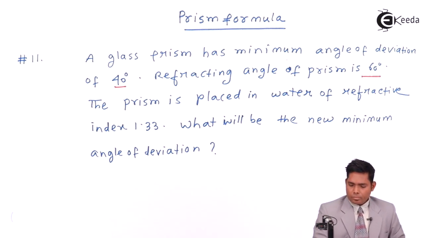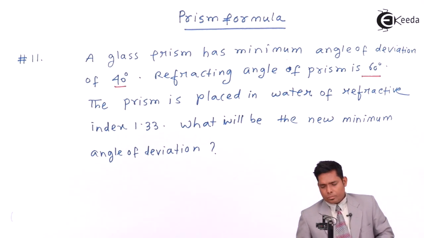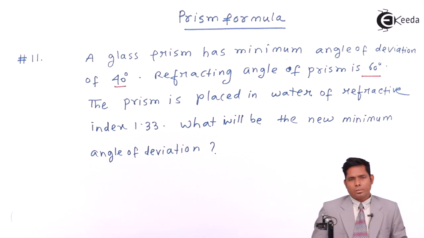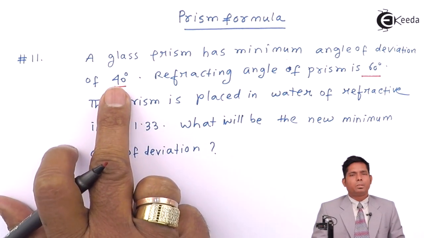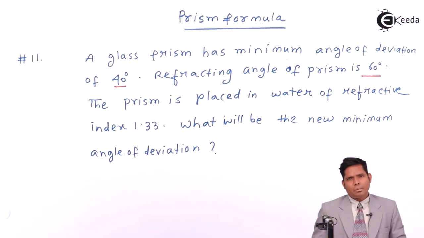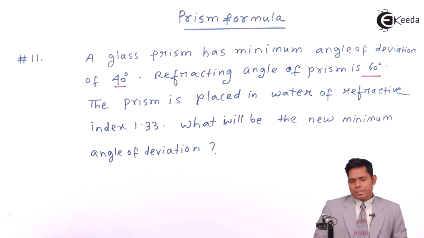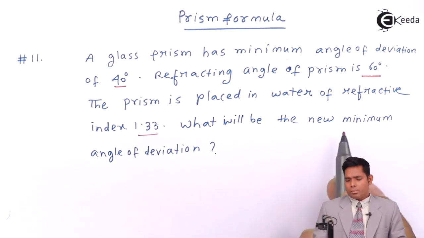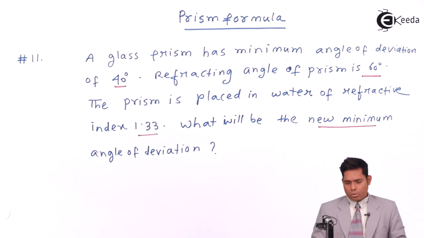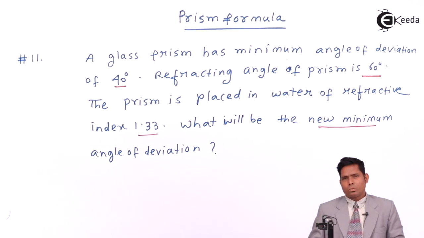The prism is placed in water. That means initially it is not placed in water. When the angle of minimum deviation is 40 degree, at that time it is not placed in water. It is placed in water afterwards. When the prism is immersed in water of refractive index 1.33, what will be the new minimum angle of deviation? This is the question. Now, how to solve this question?